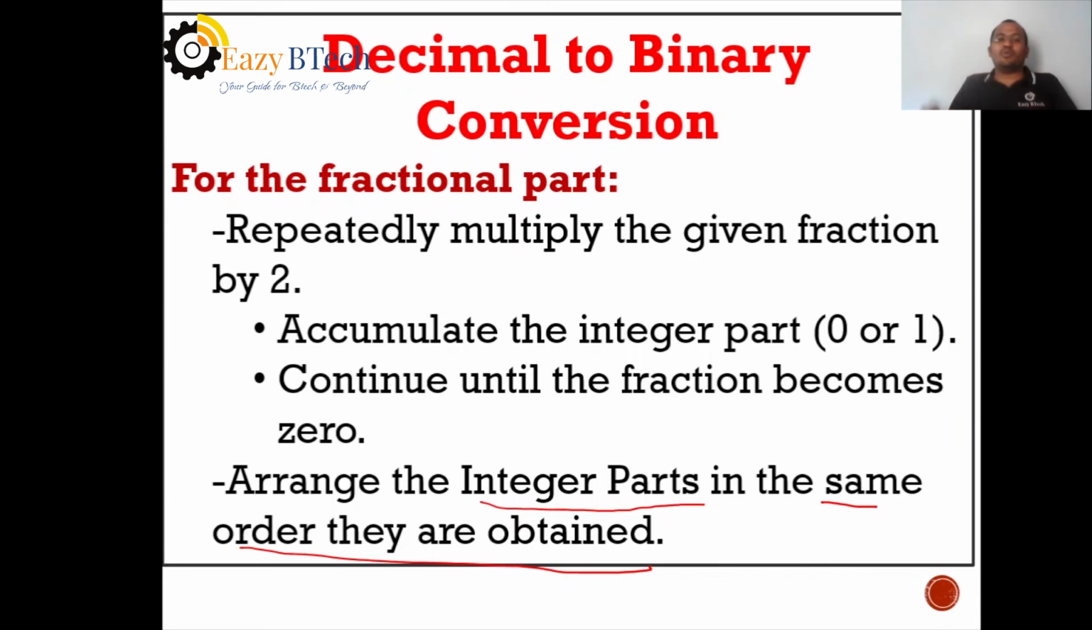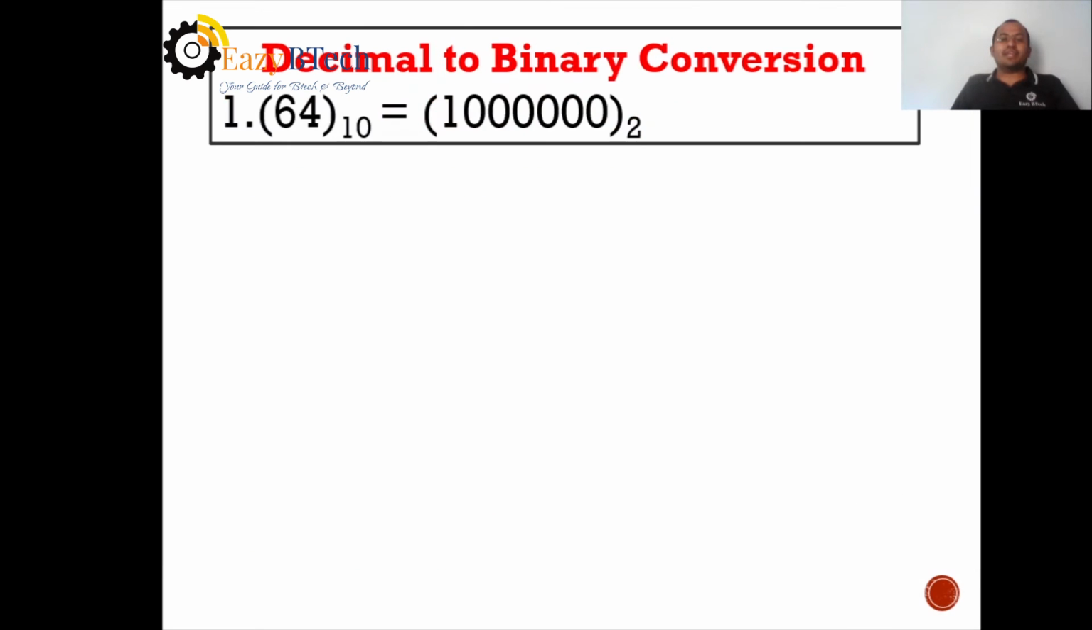This will be more clear if you see it with the help of an example, right? The given decimal number is 64. We have to find the corresponding binary equivalent for this number. This has only the integer part, so we have to divide the given number 64 repeatedly by 2.